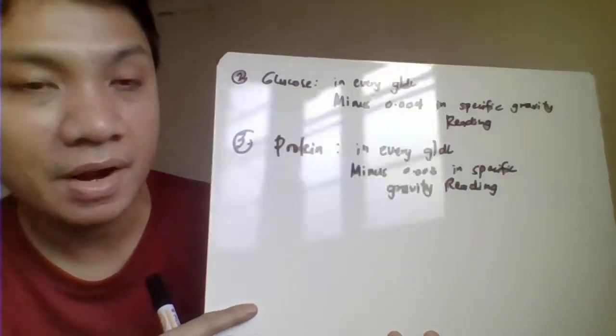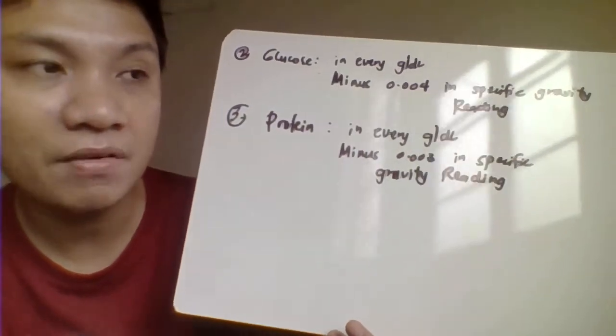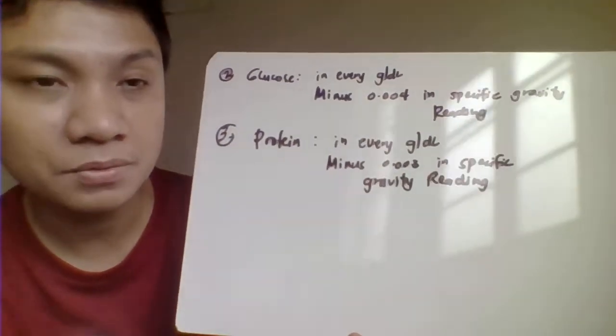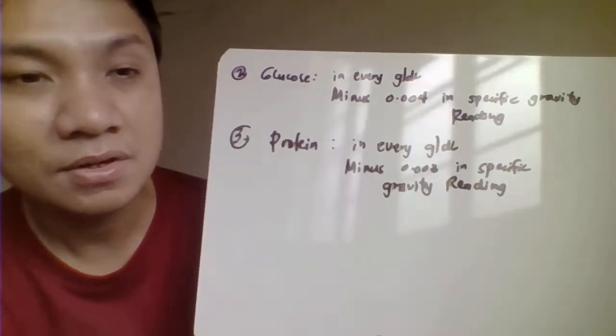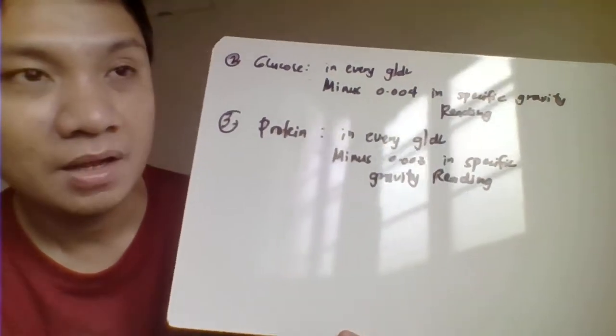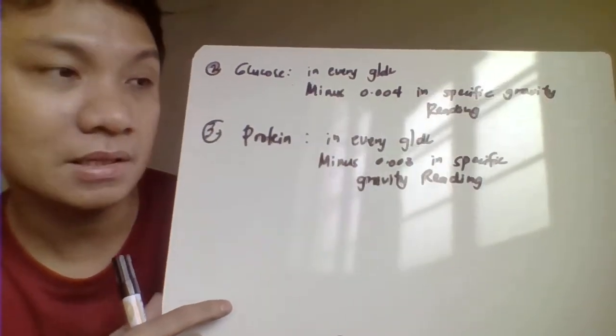What are the other corrections? Again, if your urine sample has a high level of protein or a high level of glucose, how would you know that there is a high level of protein or glucose? You measure and determine it using your chemical test for glucose and chemical test for proteins.